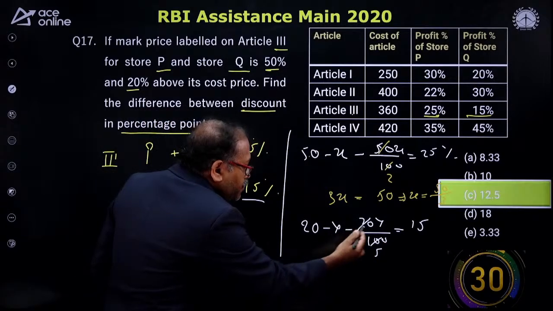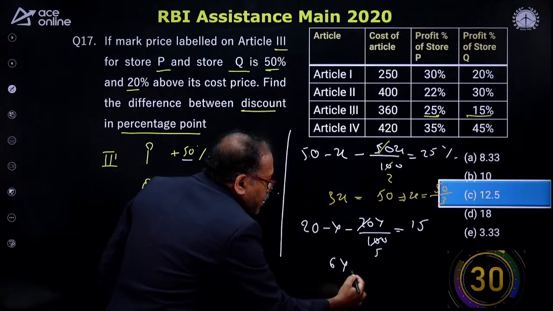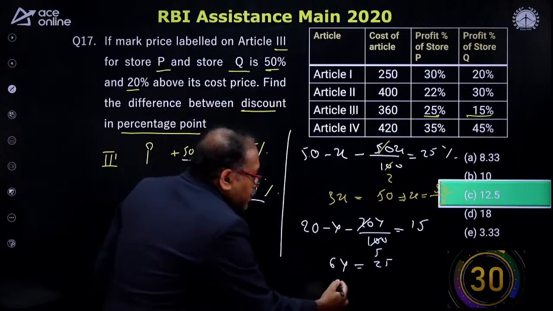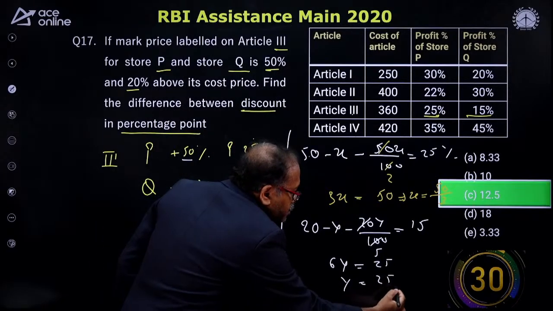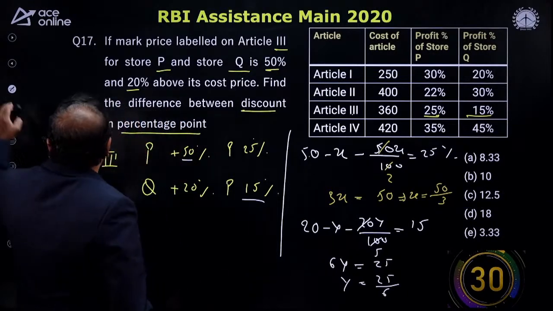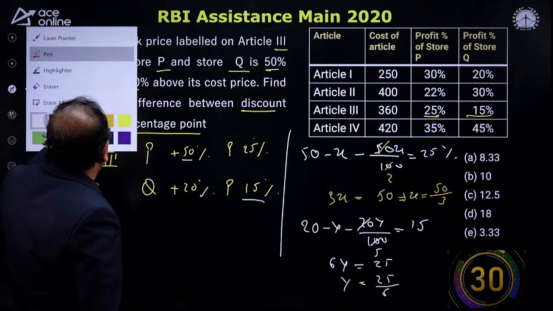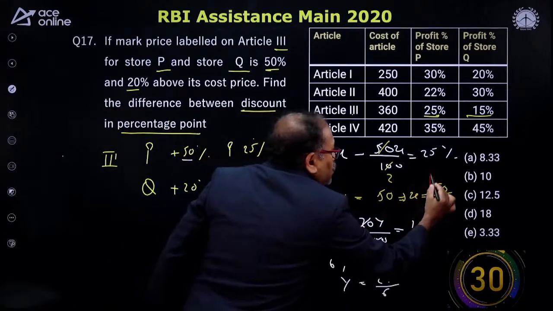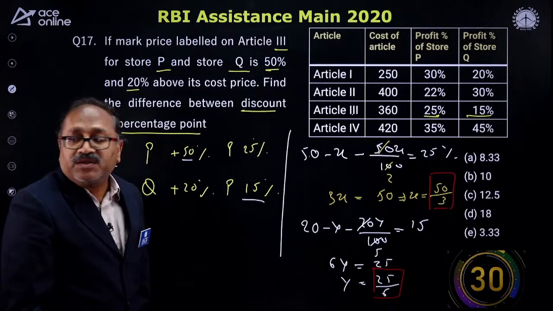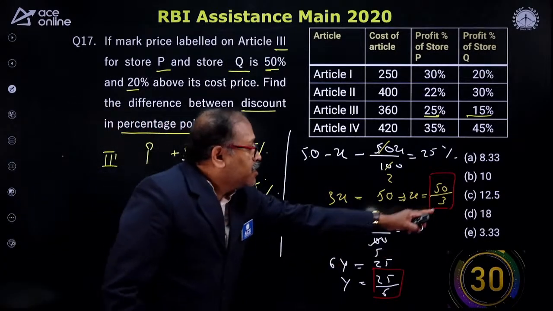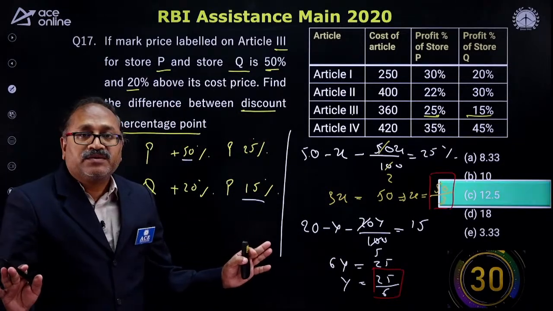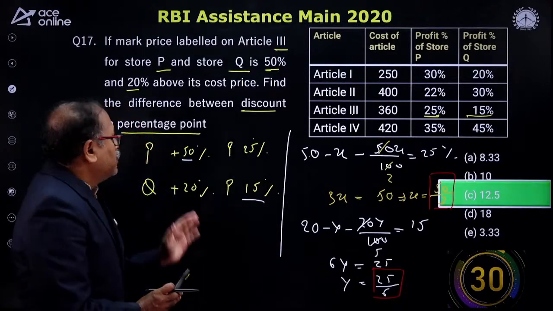And here it is 5 and 6. 6y is equal to 25, because minus minus will get cancelled. Then y is equal to 25 by 6. Am I right? So finally you have to find out what is the difference between these two values. This is discount 1 and this is discount 2. So you check the difference. And once you take the difference, you will find the difference will be 12.5. That's your answer.